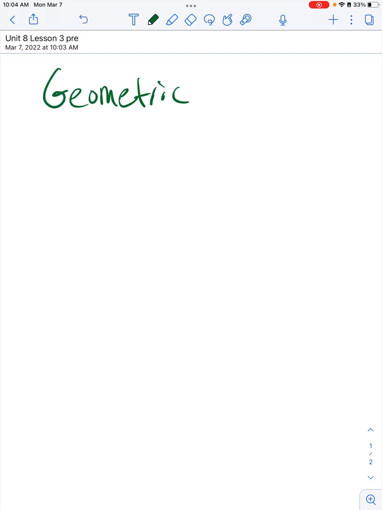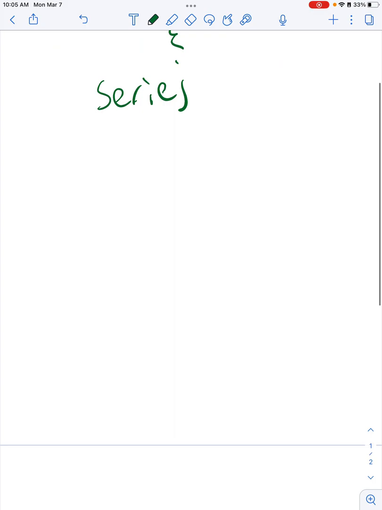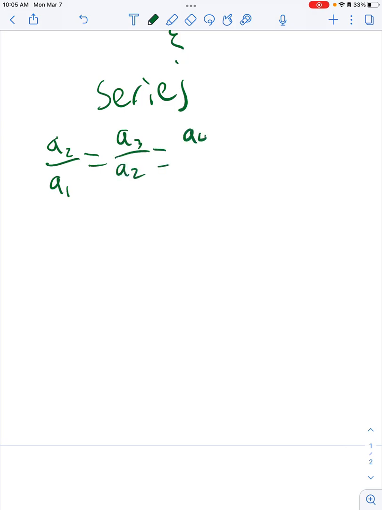All right, this lesson is on geometric sequences and series. It's very similar to arithmetic, except instead of having a common difference, we have a common ratio. So if you were to divide two consecutive terms by each other, it should equal the same thing.